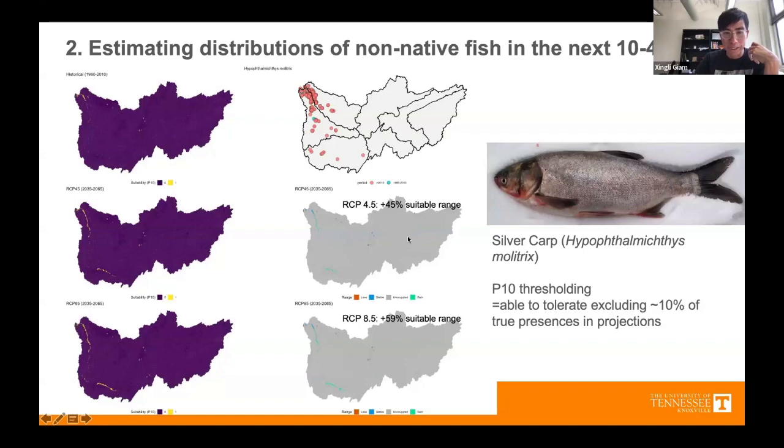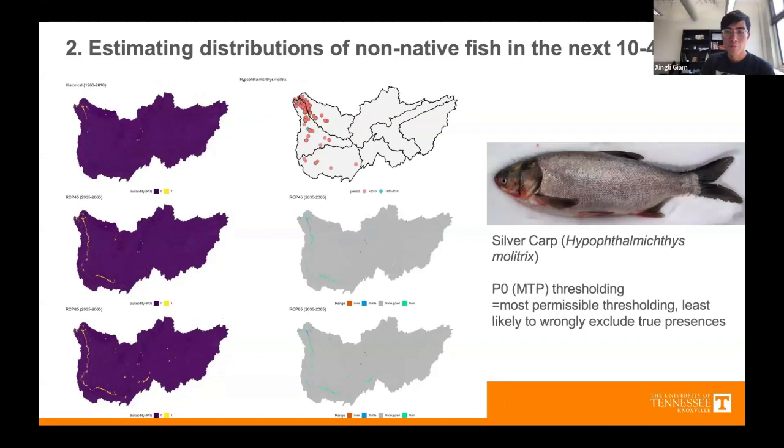By calculating the watersheds where the habitat is suitable for the fish, in the next 10 to 40 years, climate change is expected to increase the suitable range by about 45% under the RCP 4.5 scenario, and under the RCP 8.5 scenario, a 55% increase in suitable range.